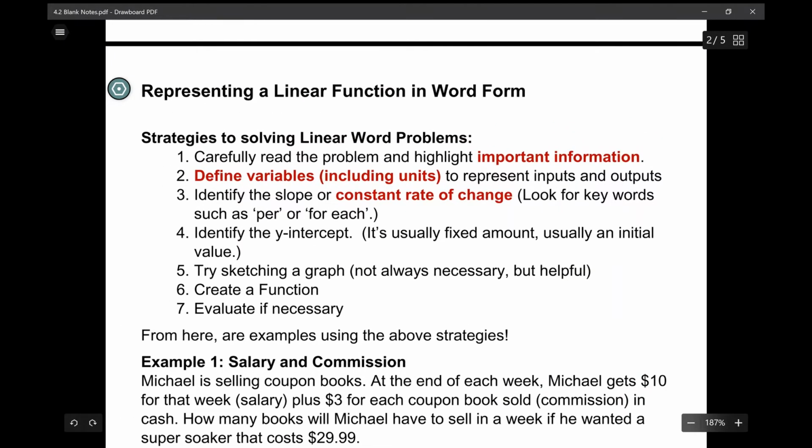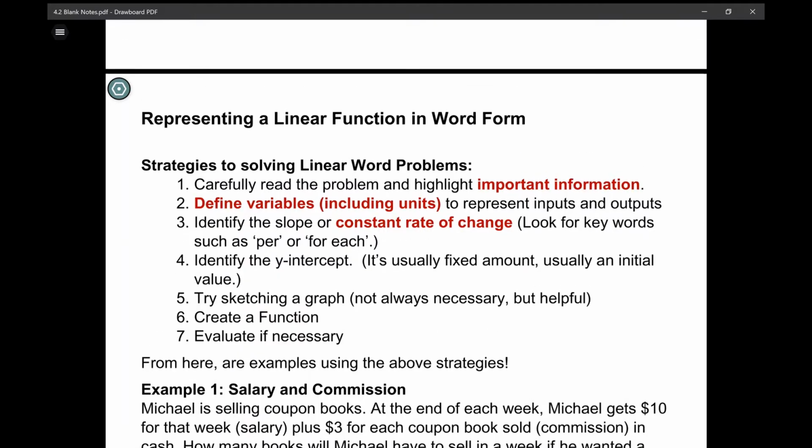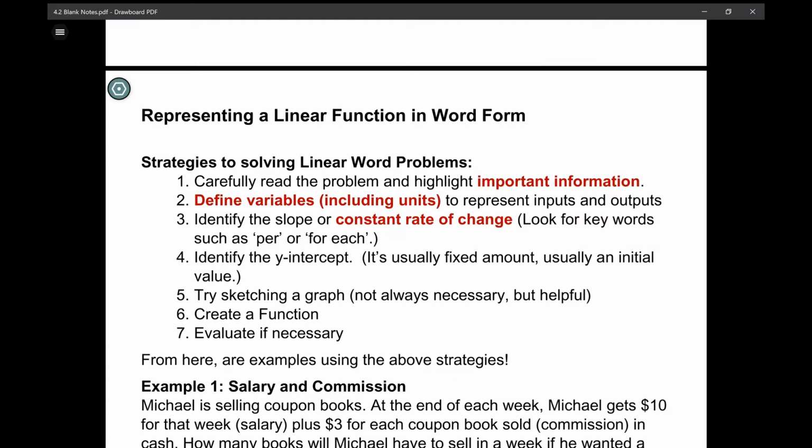So what we want to do is make sure that we can read linear word problems and get out the important information to come up with a linear function for the description. There are some strategies that can help you. Number 1 is that you need to really carefully read the problem and highlight the important information. You need to then define your variables, including their units, that represent the input to the function and the output. As you're reading through, try to identify the slope or the constant rate of change. Lots of times there are keywords to identify the slope, such as per or for each, that indicate a rate.